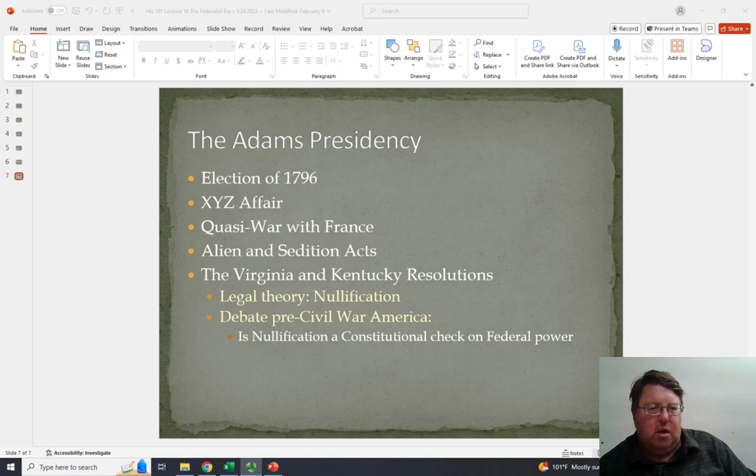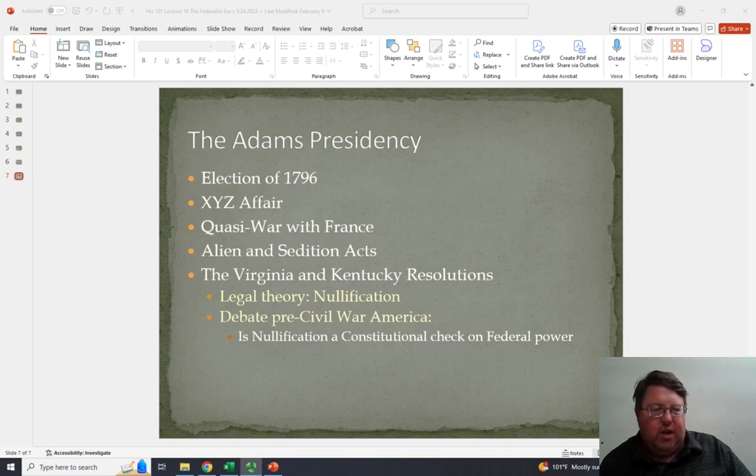The Alien Act doubles the amount of time you have to be a resident to become a citizen, from 7 to 14 years. There's no grandfathering. If you'd been a resident for 10 years and had become a citizen at 7, the Alien Act said 14. So you have some people losing their citizenship because of the Alien Act.